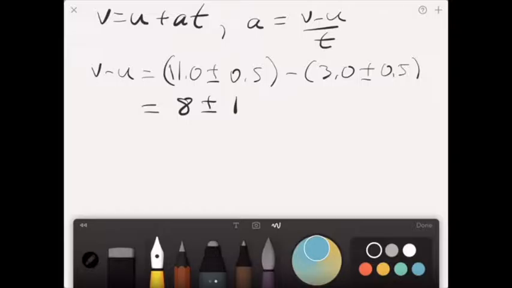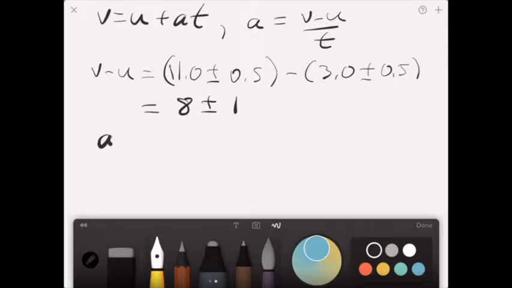I can't put 1.0 because that would be lying to the reader, saying that I know that the tens place is a 0, and I certainly don't because the uncertainty is in the ones place. I can't put 8.0 either because, again, that's a lie. It would say that I know that the tenths place is a 0, and I don't know that. I only know the ones place is an 8. So 8 plus or minus 1 is the best we can do.